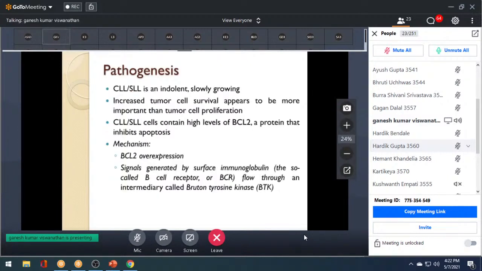So how does this disease behave? What's the pathogenesis of CLL SLL? It is indolent. Indolent means slow onset and slow growing. So it's a slow growing neoplasm.